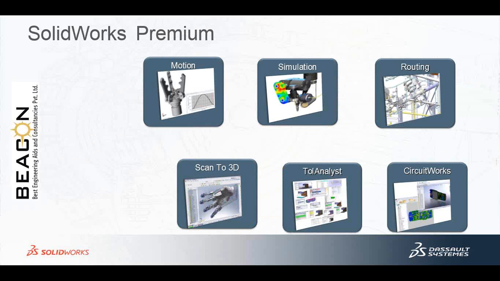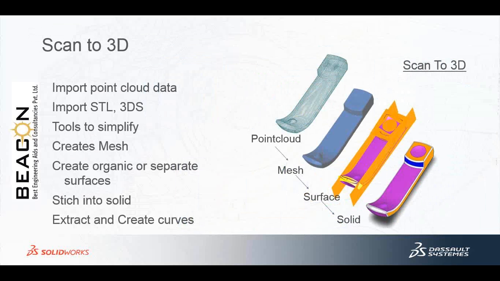Okay, next we have Scan to 3D. If you are working in reverse engineering, Scan to 3D is a best suited tool for you. It is time saving, and if you already have the product with you, you can scan it and create a solid model out of it.